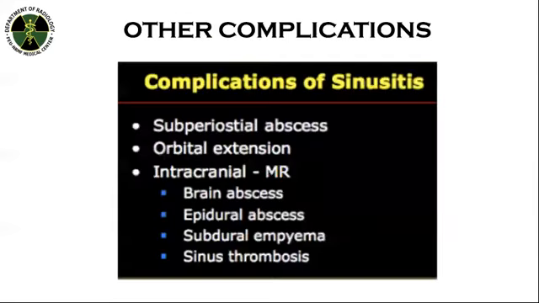The other complications of sinusitis include the subperiosteal abscess, orbital extension because of its proximity to the orbital region. It may extend to the orbital region. And then intracranially, in MRI, you will find brain abscess, epidural abscess, subdural empyema, and sinus thrombosis.